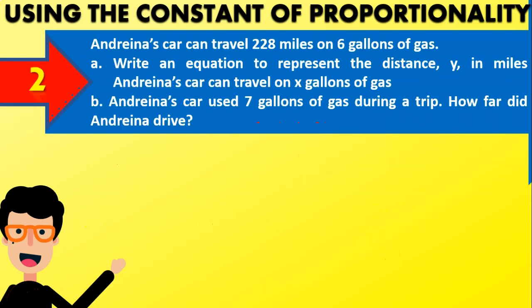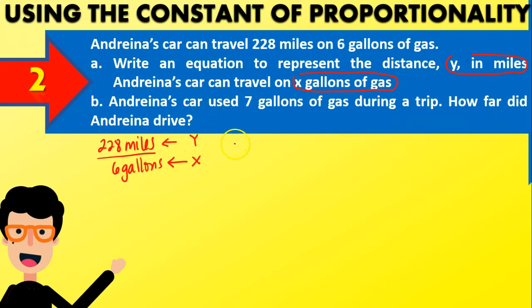Andreina's car can travel 228 miles on 6 gallons of gas. A. Write an equation to represent the distance, y, in miles, Andreina's car can travel on x gallons of gas. B. Andreina's car used 7 gallons of gas during a trip. How far did Andreina drive? Okay, so in this case, we have that Andreina's car can travel 228 miles using 6 gallons of gas. That's a given. Now they're asking us to write an equation to represent the distance, which is going to be y in miles, and Andreina's car can travel on x gallons of gas. So they're already telling us that x is going to be the gallons of gas, and that y is going to be the distance in miles.